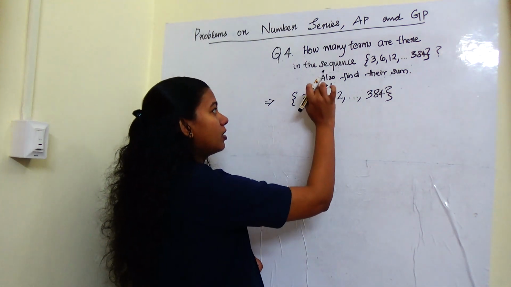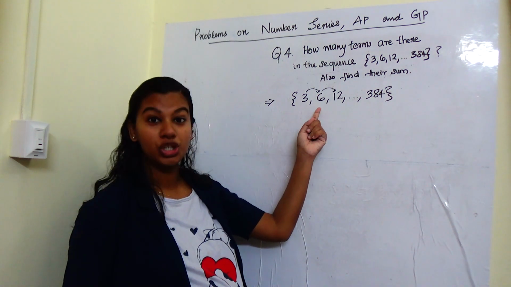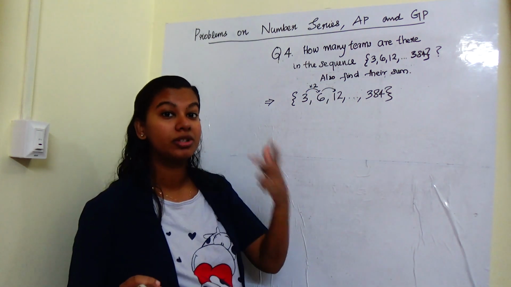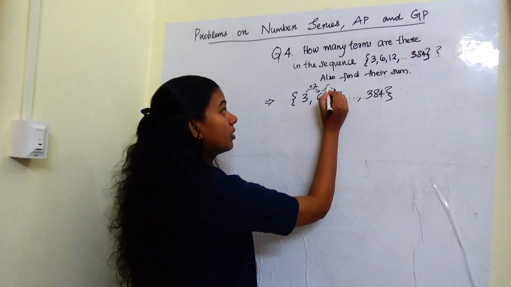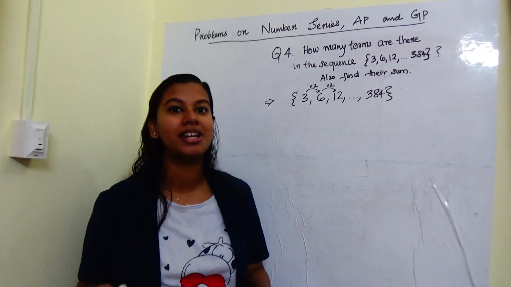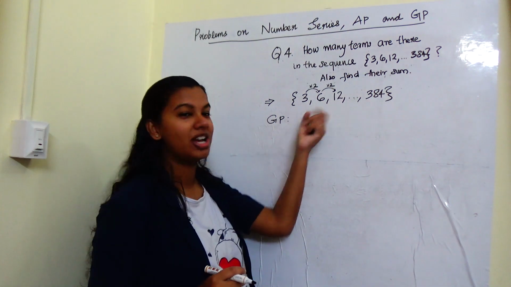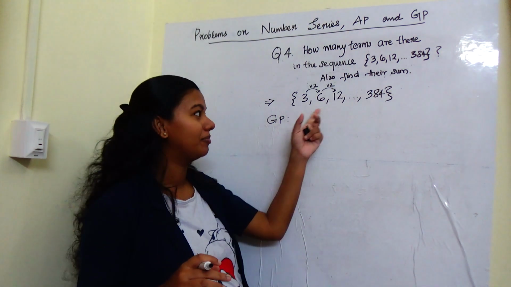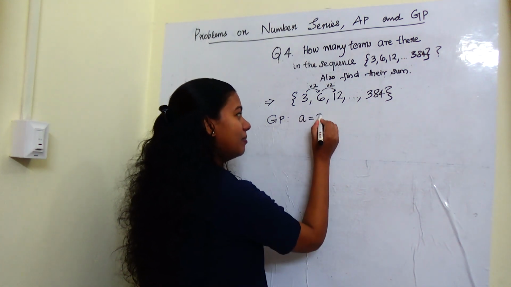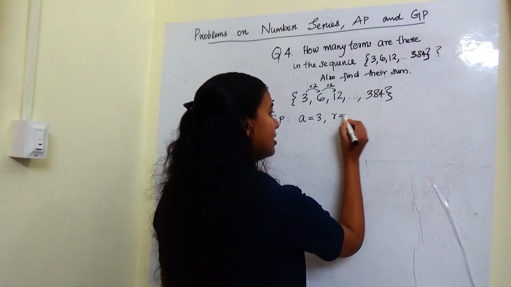Okay, so let's try geometric progression. 3 into 2 equals 6. And 6 into that common ratio 2, what will we get? We'll get 12. So we understand that this is a geometric progression. So I write it down as GP. Now let's take out all the notations from this pattern. That is, the first term a will be 3, then the common ratio r is equal to 2.